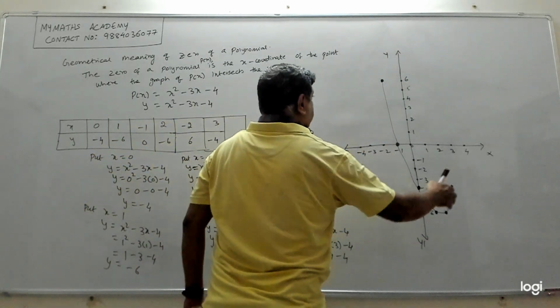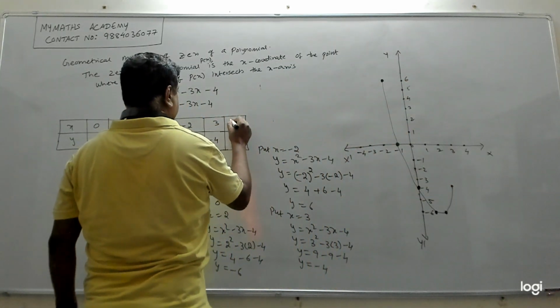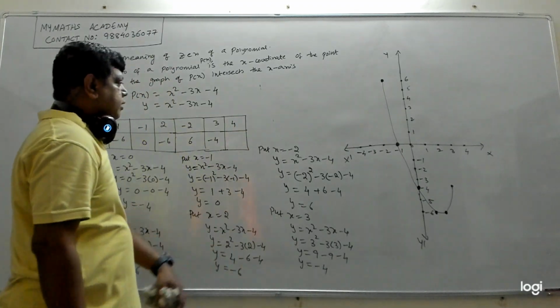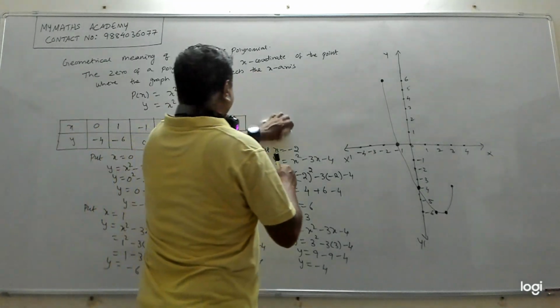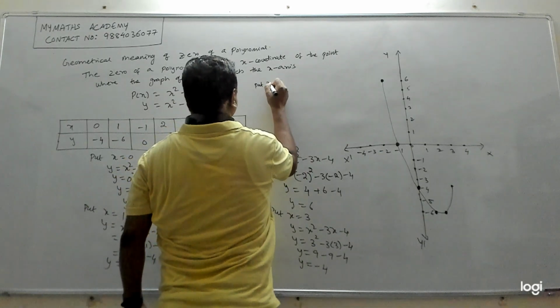We should get a proper U. Till that we have to do. So 4. If I put 4, what do we get? I'll do here for 4. Okay. So put x is equal to 4.